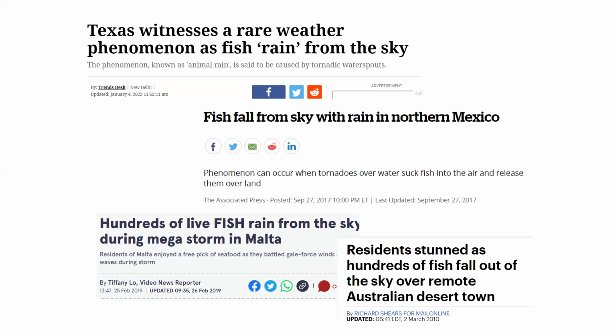So, the reason for this phenomenon is basically a waterspout. It's like a tornado, sort of. They go through the water, and then they scoop up all these things from the water, fish and whatnot, and then the tornado basically sends them inland, right? And it appears to be raining from the sky.